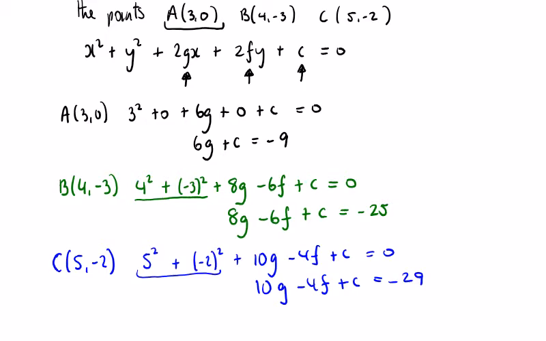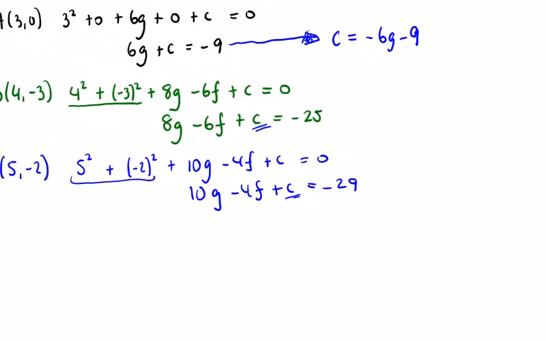So at this point, there's multiple ways of solving. If we have an equation with just two variables, we could write it in terms of one of the variables. So I could say here, c is equal to minus 6g minus 9. And then I could sub that in here, and then I just have two equations in g and f.